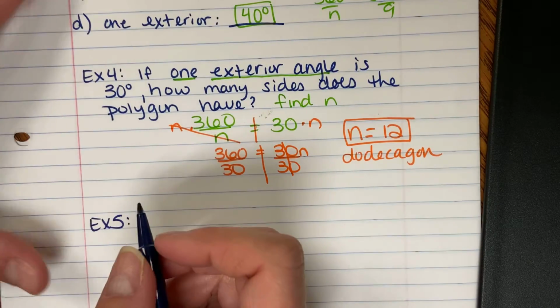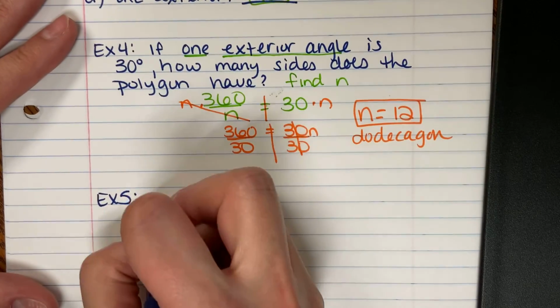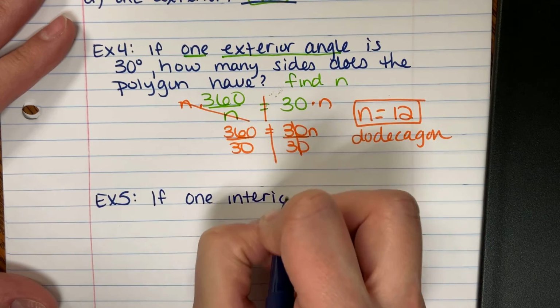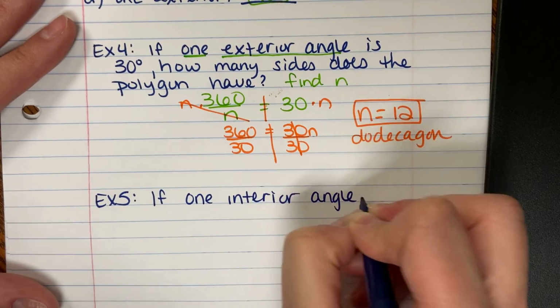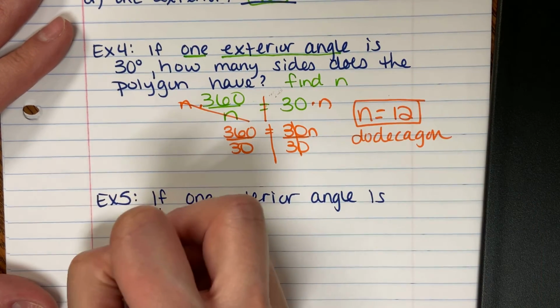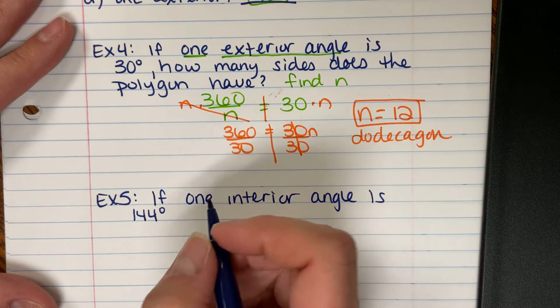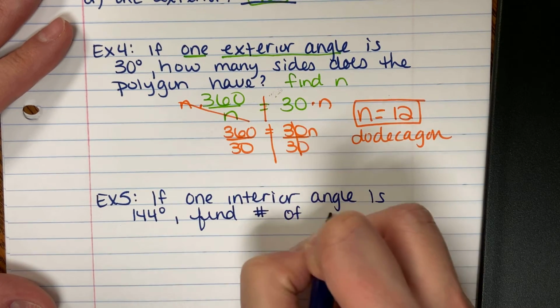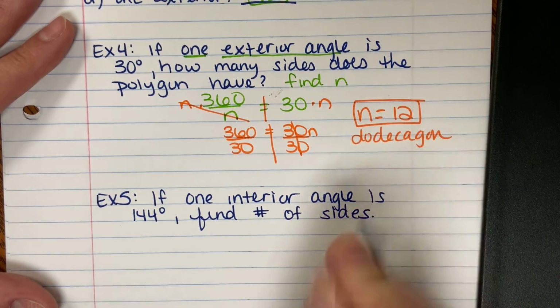All right, last example, example 5. If one interior angle is 144 degrees, find how many sides. Find the number of sides. I'm getting a little lazy. I don't want to write it all out.